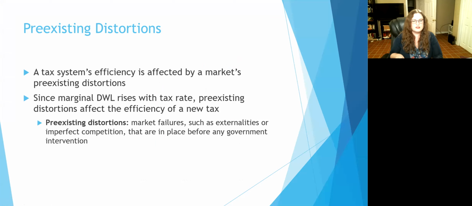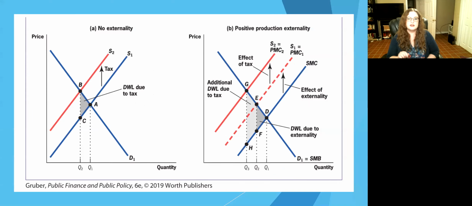Just so you know what pre-existing distortions are, these are essentially market failures, right? So if we have an externality, if we have imperfect competition, if we have some sort of government intervention such as subsidies, quotas, or taxes, if these already exist, then putting another tax on top of it is going to make it much worse than putting it into a system that did not already have an inefficiency. So this goes back to the same sort of idea, right?